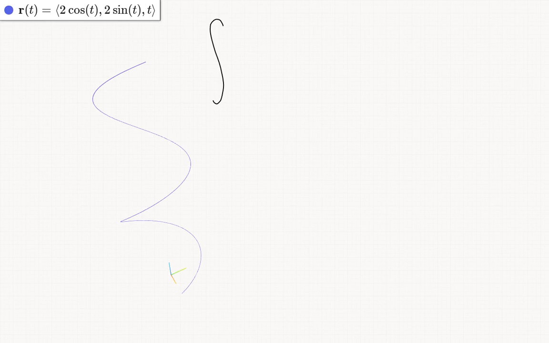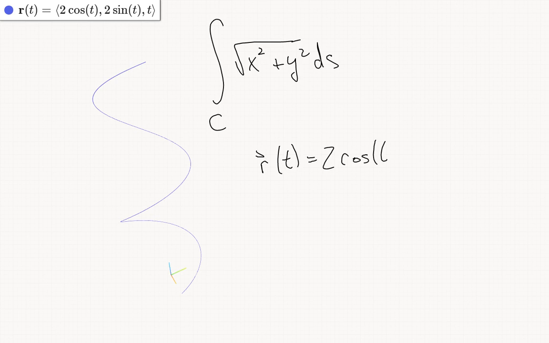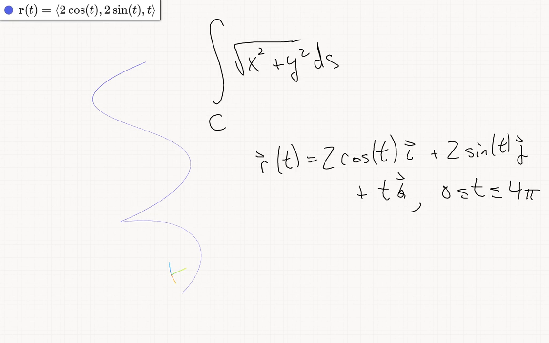So for example, let's integrate root x squared plus y squared ds over the curve C, where C is parameterized by r of t is 2 cos t i plus 2 sine t j plus t k for t between 0 and 4 pi. So this is a helix going upwards of radius 2, which goes around twice.